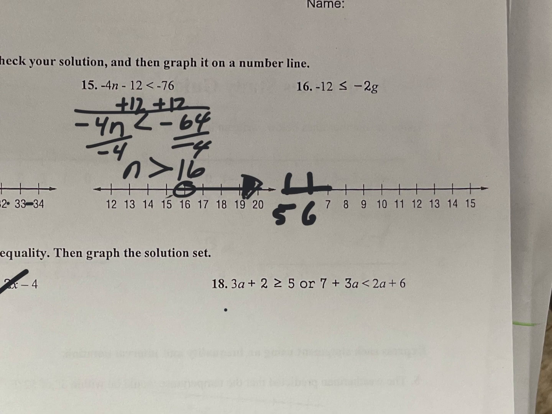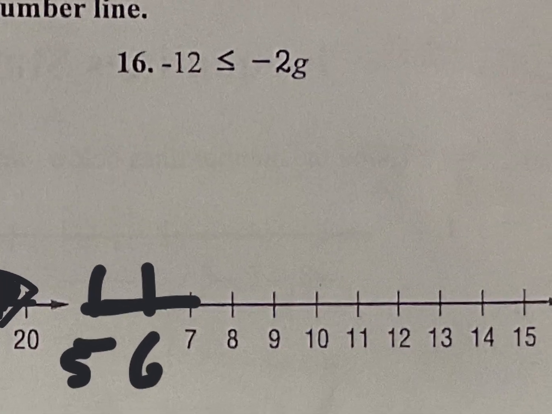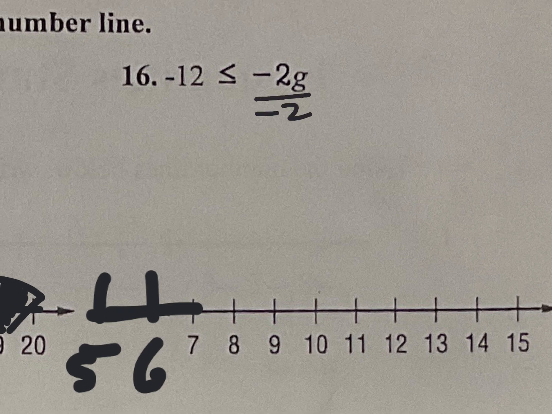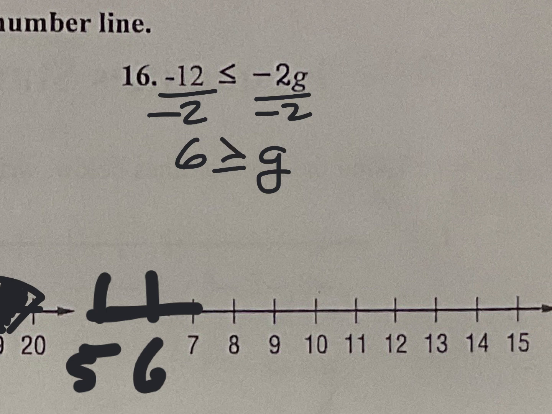All right, last but not least, number 16. I'm so tired, y'all. Please stop doing that. Okay? You need to divide by -2. So negative divided by a negative is a positive. And you know that you need to flip your inequality because you divided by a negative number.